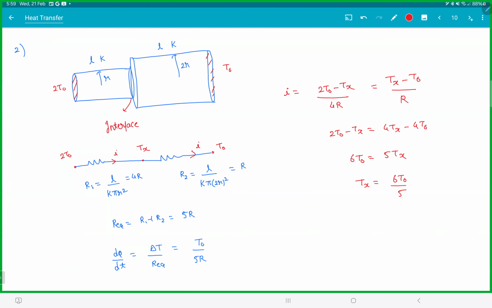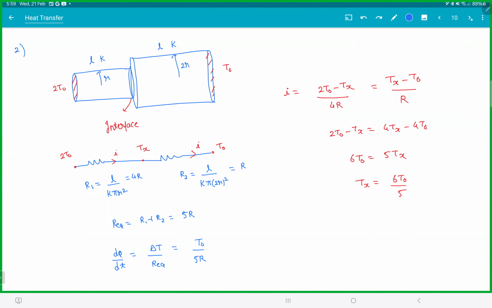So the idea that I used is, since the current in both is same, let the temperature at interface be Tx. So 2T naught minus Tx by this resistance should be equal to Tx minus T naught by this resistance. So R is common. That's the reason I'm writing in terms of R. Who will write L by K pi R square and everything? Anyway, it's going to get cancelled. Got the idea? Let's see one more like this.